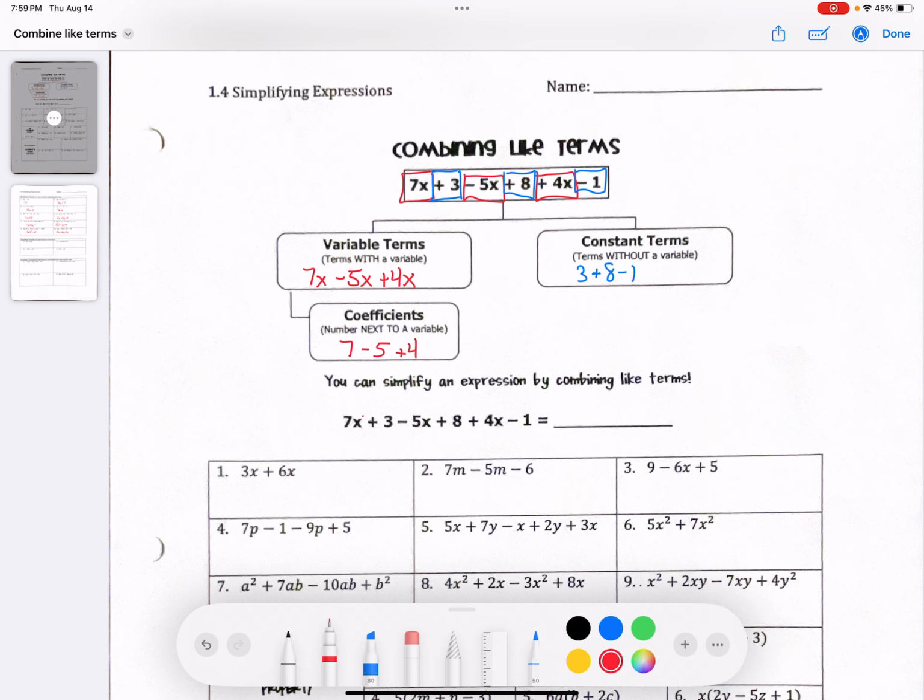So with this problem, the way we simplify it is we take 7x minus 5x, which is 2. So 7 minus 5 is 2. And then we add 4 to it, which is 6, and we just keep an x behind it. And then for our other like terms, we have 3, 8, and negative 1. So 3 plus 8 is 11, minus 1 is plus 10.